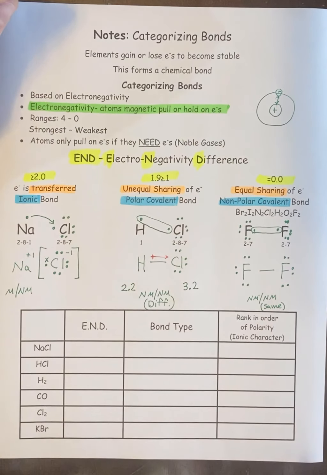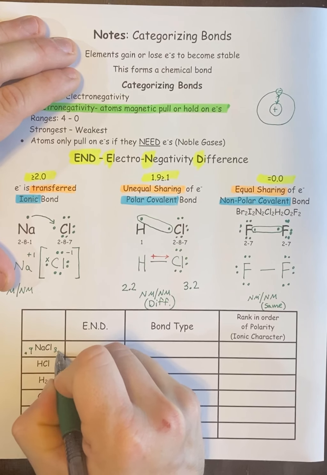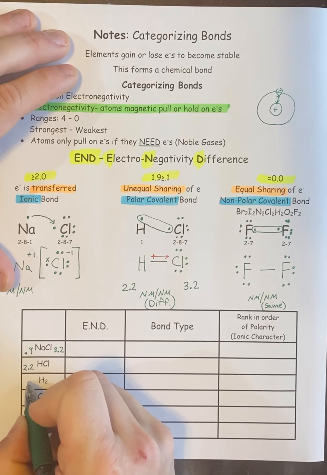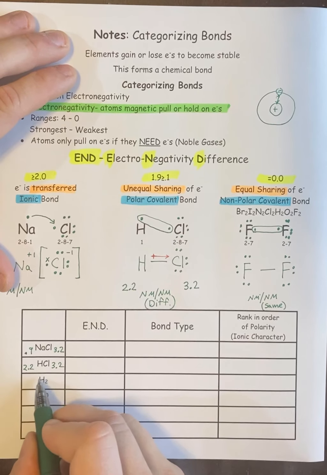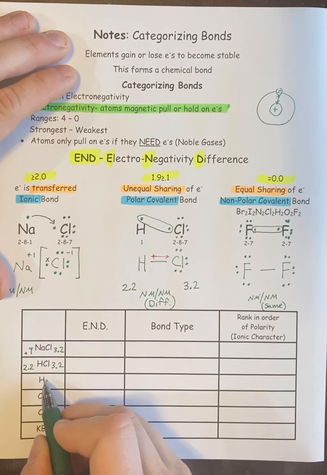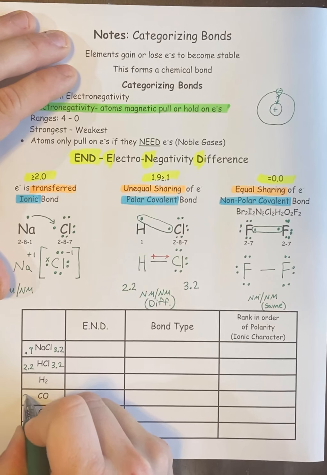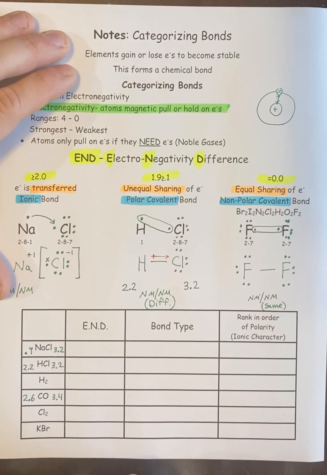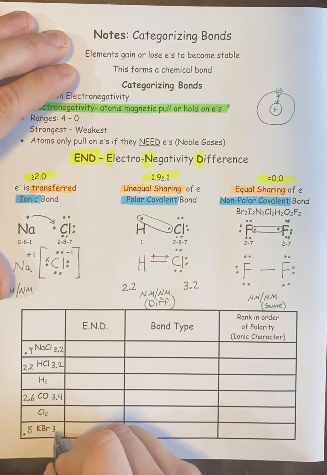So here's what we do. We look up the electronegativities, and we write them down. So sodium, 0.9, chlorine, 3.2, hydrogen, and then the next one is 3.2 again. I'm going to skip H2 because I already know the answer. It's technically 3.2 and 3.2. CNO, that's going to be 2.6 and 3.4. I'm going to skip chlorine, and there's a reason why. And KBr, 0.8 and 3.0.